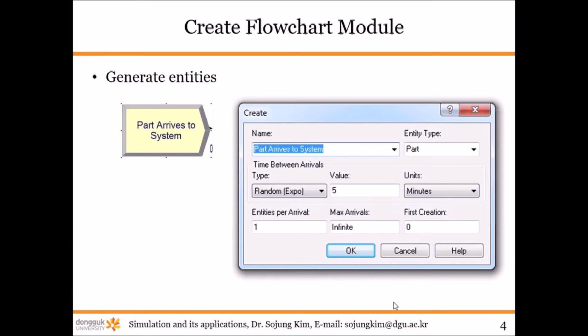And let me introduce several basic modules in Arena. I already mentioned the create module, right? Generating the entity and part. It has a name, which is just a label, and then you can specify entity type, interval time, first generation of the entity, entity per arrival, and so on. I already mentioned this one in detail previously, so I'm just briefly mentioning it.